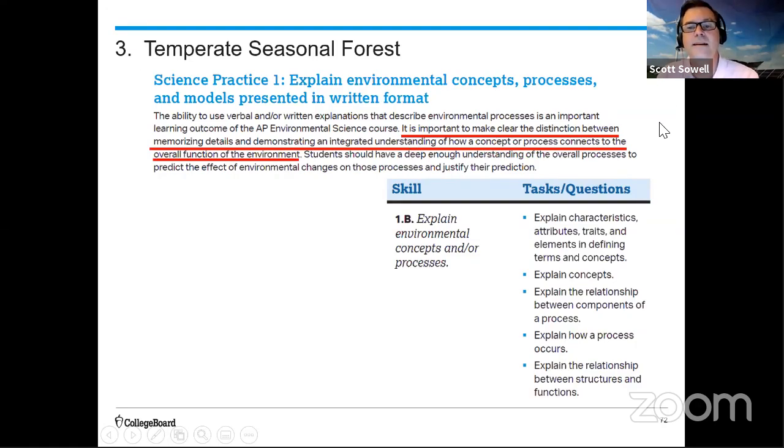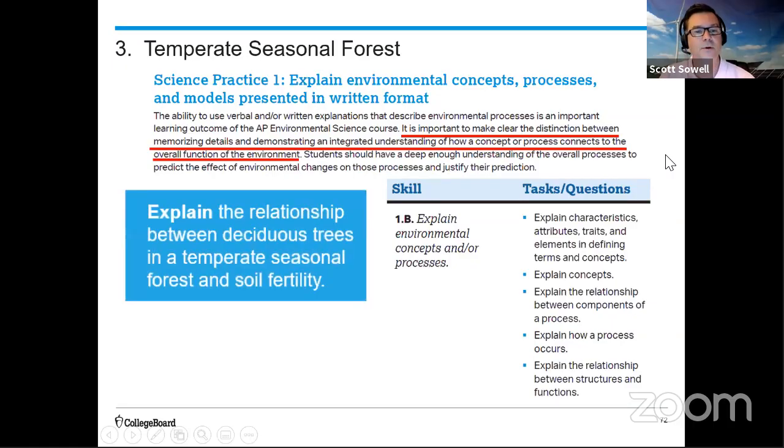So for this practice number one, concept explanation, remember, this is what the description says. It is important to make clear the distinction between memorizing details and demonstrating an integrated understanding of how a concept or process connects to the overall function of the environment. Basically, that's saying, don't just memorize what a tundra is, be able to explain some of the environmental processes that are happening within the tundra.